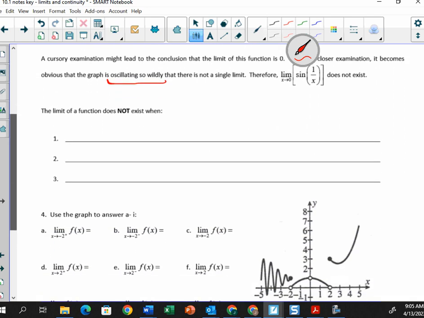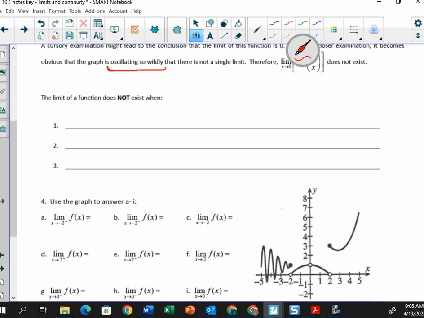So, the reasons a limit might not exist. The left and right hand limits do not match. Or we could say are not equal.